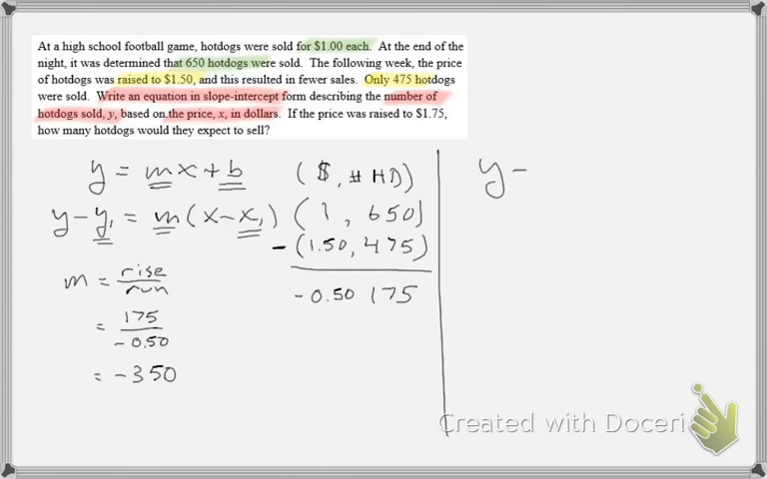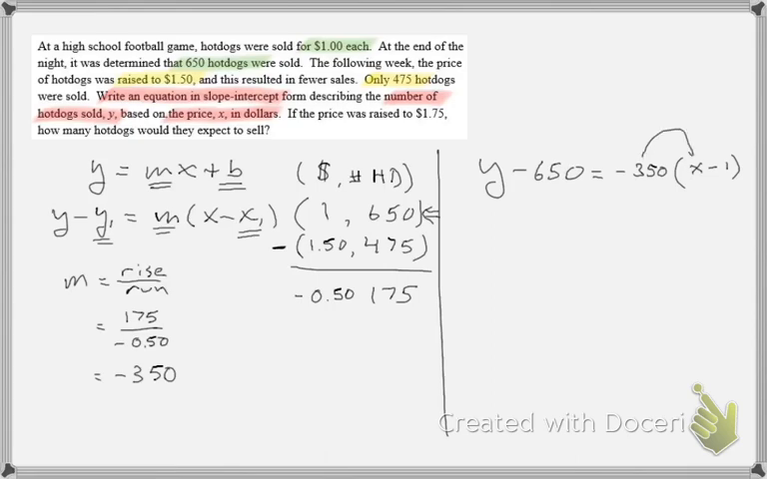y minus y1, that's either one of my y coordinates. I'm going to use the first point that I have here because I don't have any decimals. So y minus the y coordinate of 650 is equal to the slope, negative 350, times x minus the x coordinate of 1. So this is the point-slope form for the equation of a line, but I need to have the slope-intercept form.